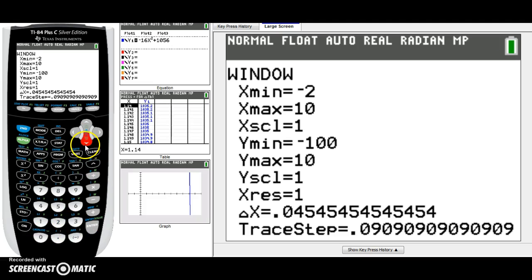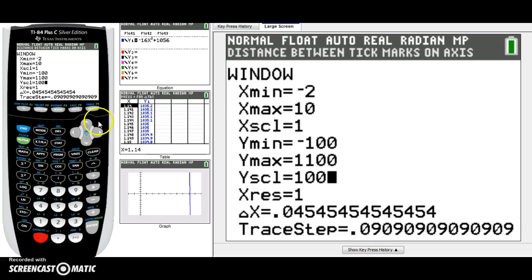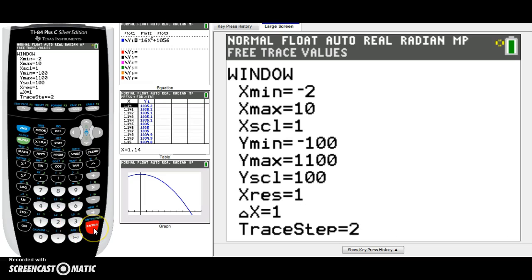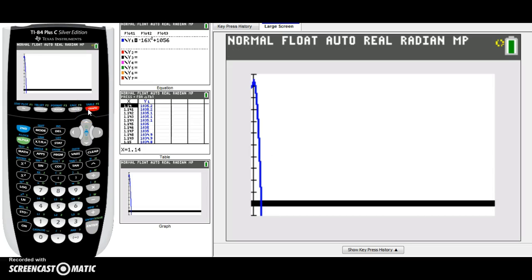And then our maximum is going to be 1,100, and we will go up by hundreds. And then I'm going to change, some of you don't have this, but I'm going to change the x to go up by ones because I don't like them telling me what to go up by. And then once you're done with that, you can go to graph.